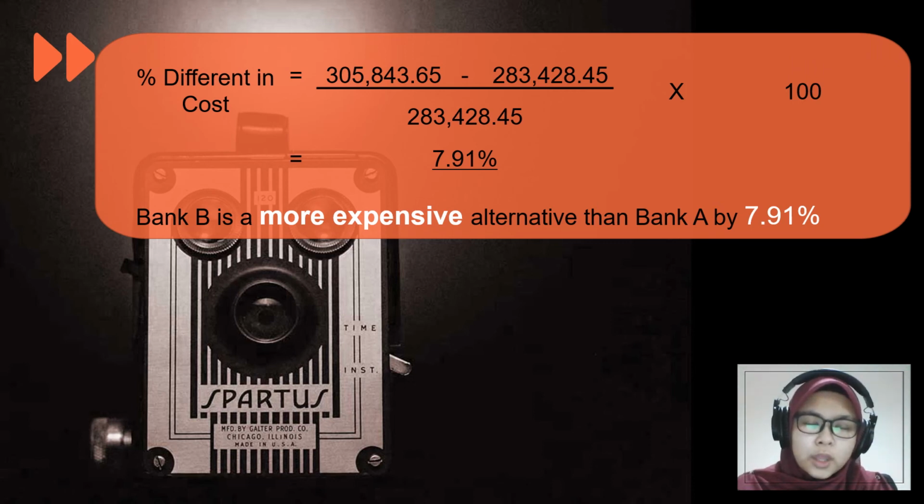So, as we can obtain from the previous calculation, Bank B has slightly higher value than Bank A with approximately 22,000 of difference. So there should be a calculation of percentage difference for both banks. After we calculate the difference, we obtain that Bank B offered a more expensive alternative compared to Bank A by 7.91%.